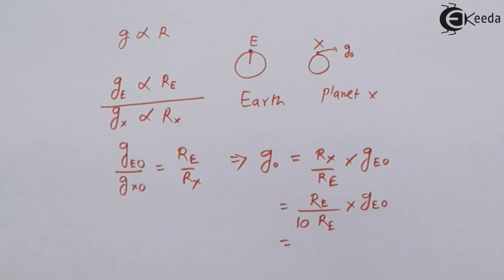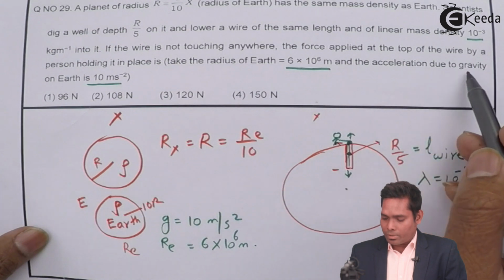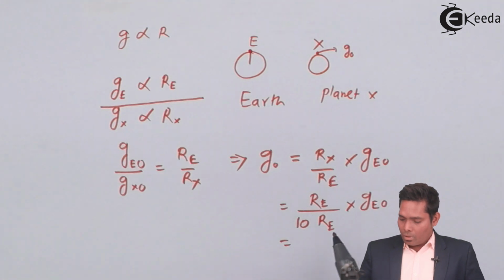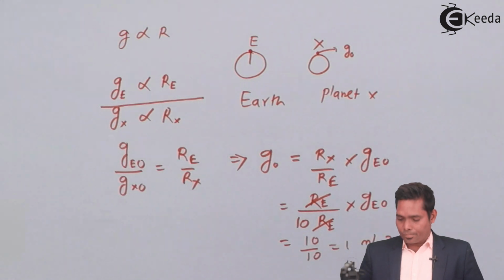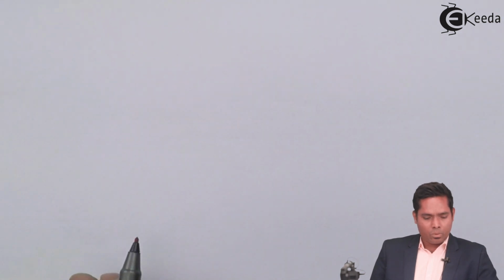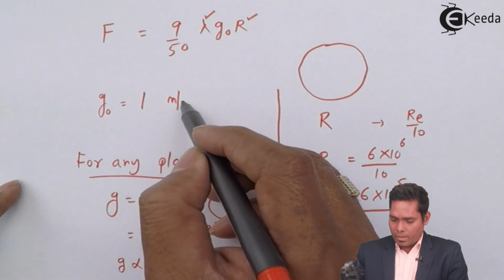In the question you can see that on the surface of the planet Earth, the acceleration due to gravity is 10. This is on the surface of the planet X. So this cancels and this is 10 divided by 10. This is 1 meter per second square. So I got ultimately G naught, which is 1 meter per second square, and I have to substitute the value in that equation. I have this G naught I have to find. I got 1 meter per second square.